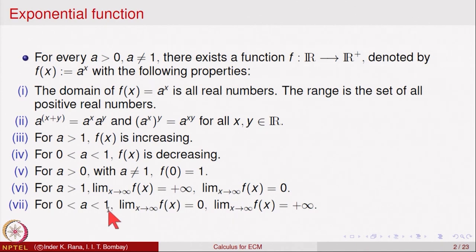For a between 0 and 1, the other way around happens, namely the limit as x goes to infinity of f of x is 0 if a is less than 1, and the limit as x goes to minus infinity is equal to plus infinity for a less than 1. So the behavior for a bigger than 1 and a less than 1 is almost opposite of each other.